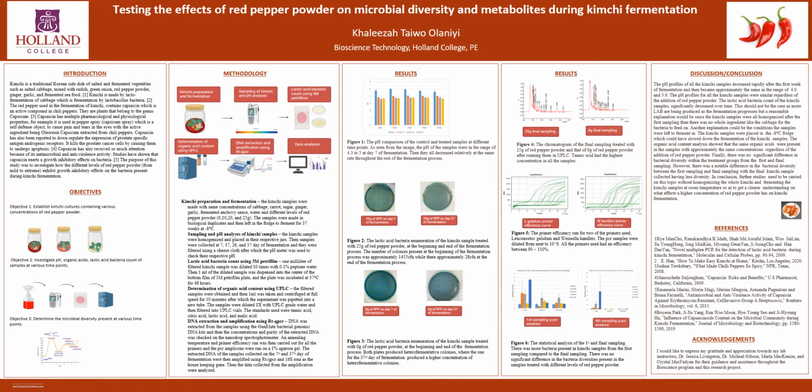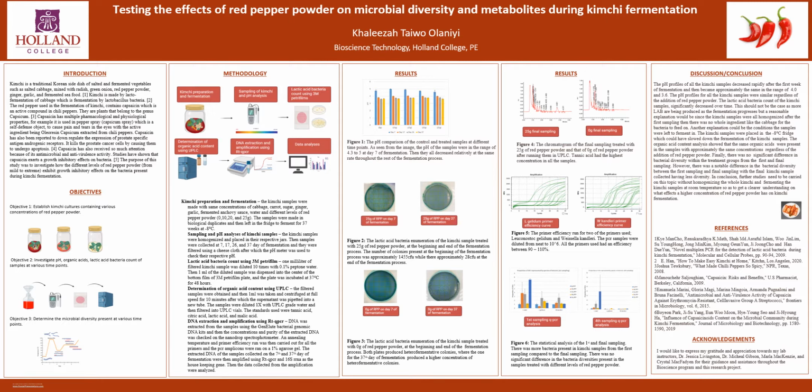The results here are the ones from the UPLC. Figure 4 shows the chromatogram of the final sampling treated with 25 grams of red pepper powder, and the one right beside it is the one treated with 0 gram of red pepper powder. From the UPLC results, all of the samples had about the same content of organic acid, with tannic acid having the highest concentration in all of the samples.